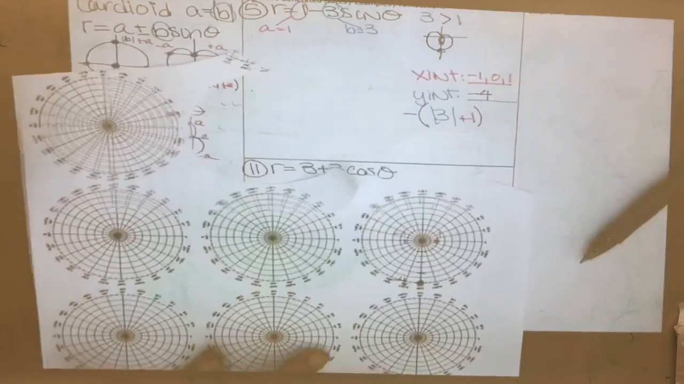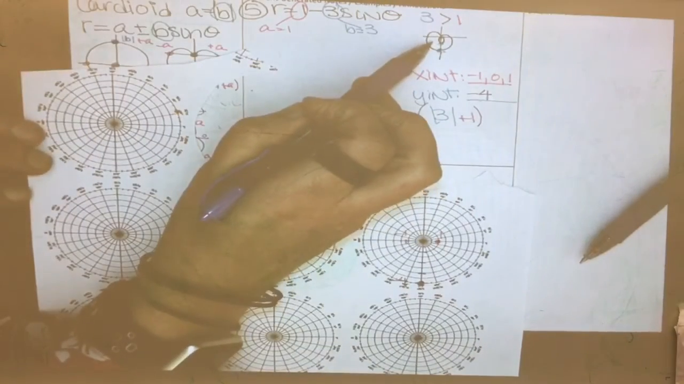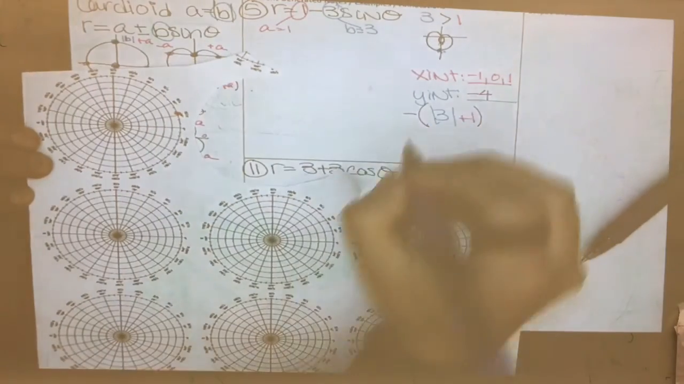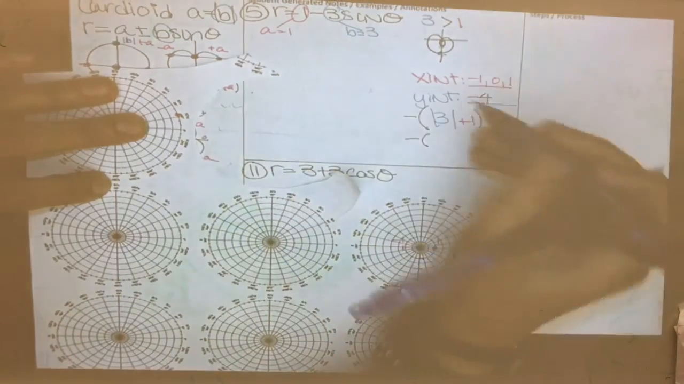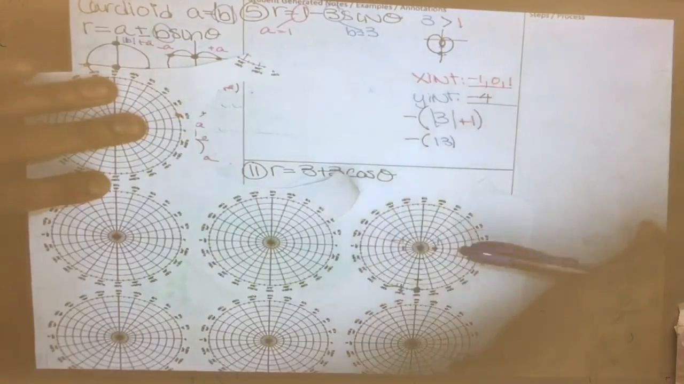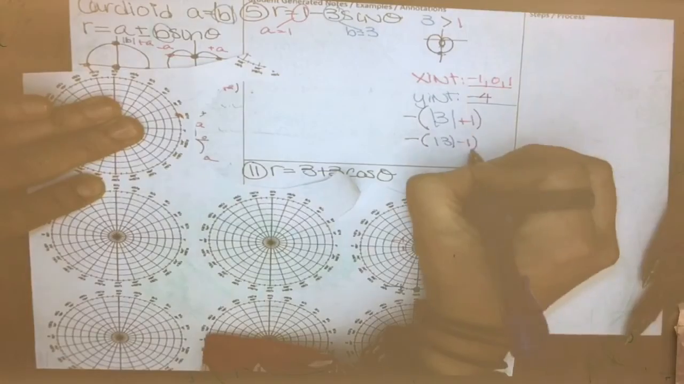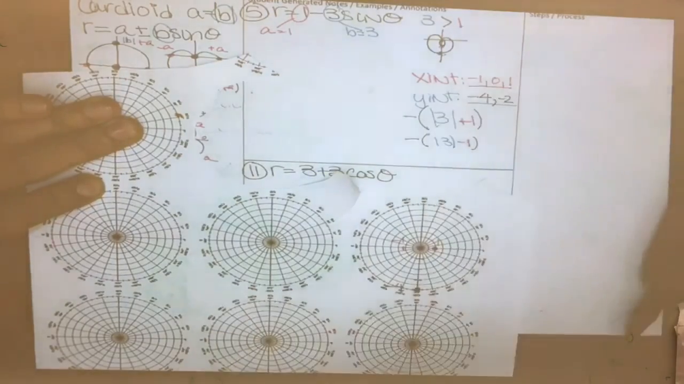Okay, and then I need this one for the inner loop. Okay, and then that one's what? 3 minus 1, very good. So I take my absolute value 3, and I subtract the 1, which will give me -2.